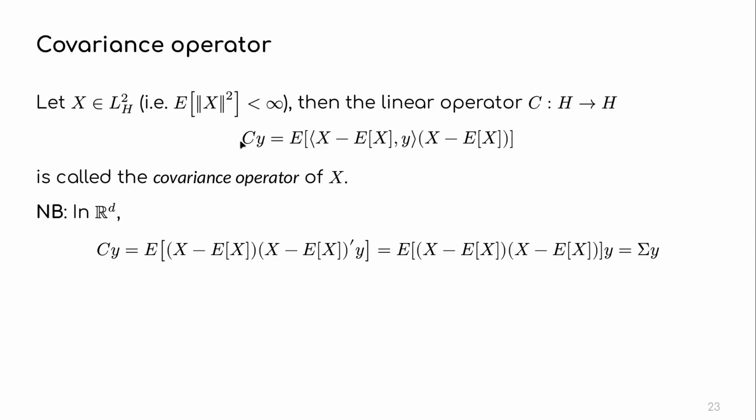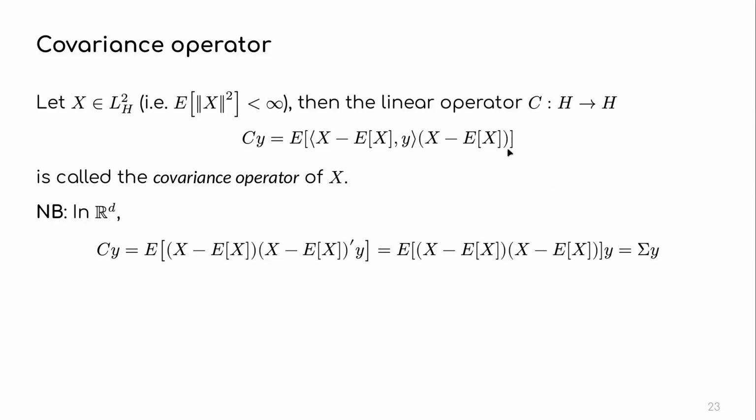So C applied to y is going to be the expectation of the inner product of x minus the expectation of x with y, times the vector x minus the expectation of x. And it's called the covariance operator of x.